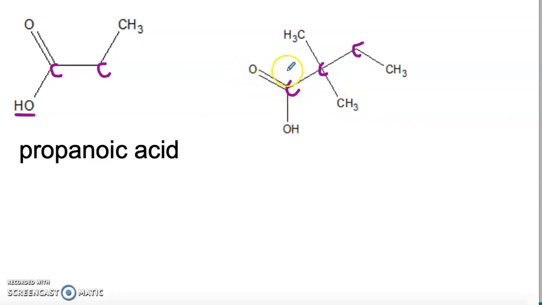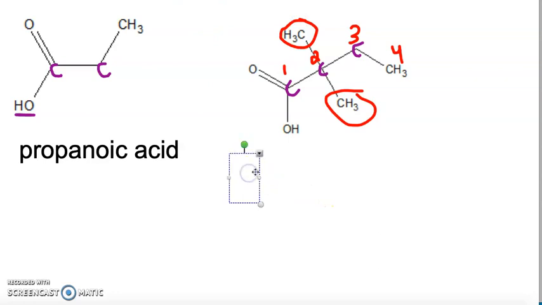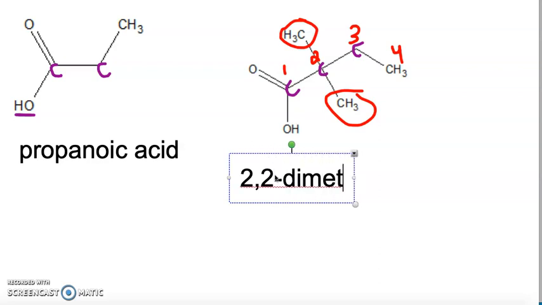So longest possible chain would be to go 1, 2, 3, and 4. Okay, so in this case, we are going to have a prefix because we have this methyl group and this methyl group over here. So 2 methyl groups, it's going to be a dimethyl. They're both off number 2. So even though they're both off number 2, we still have to put both 2s. So 2,2 dash dimethyl.